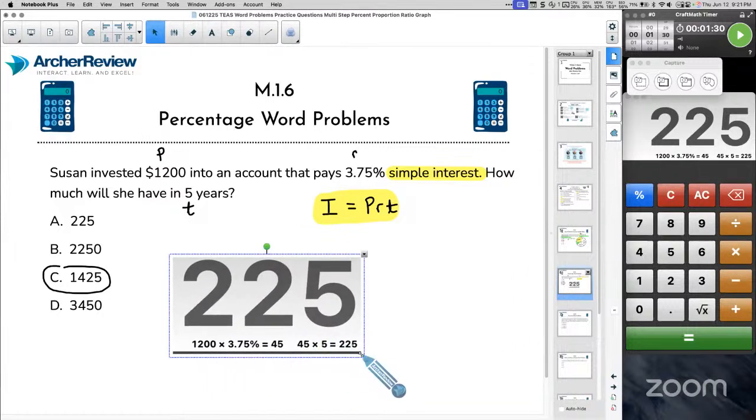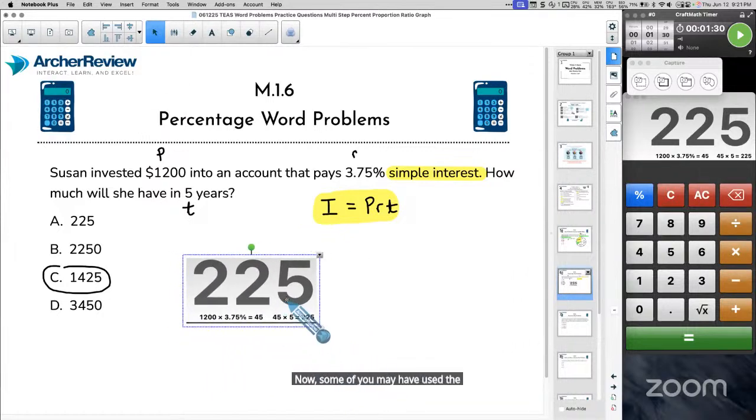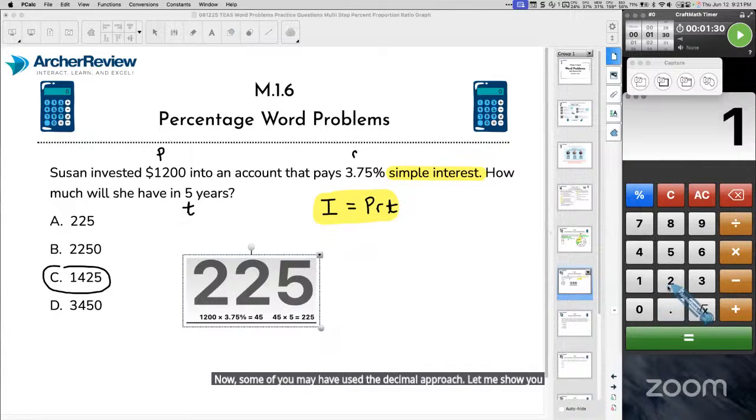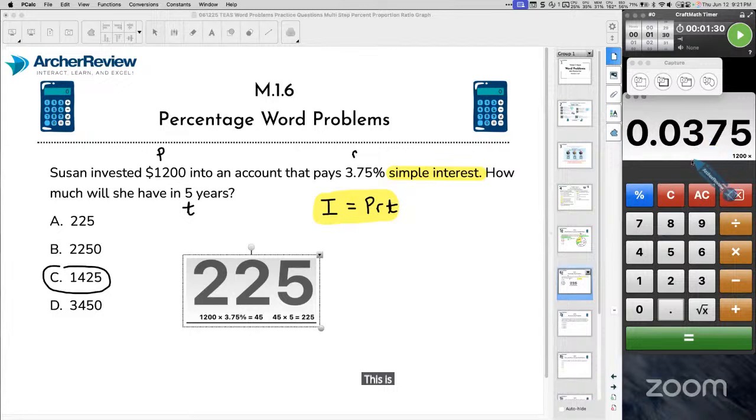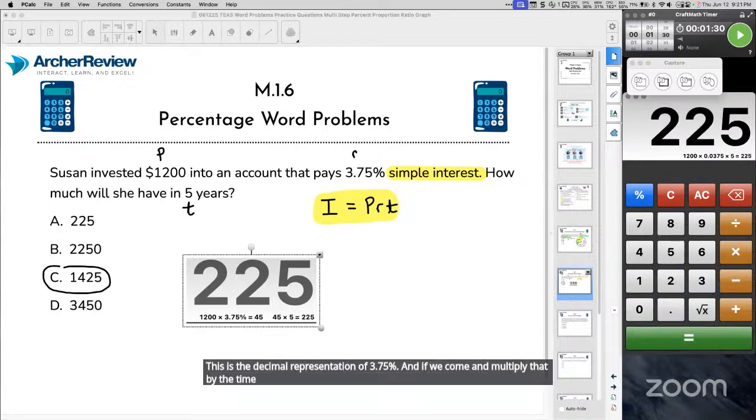Now, some of you may have used the decimal approach. Let me show you the decimal approach. Some of y'all may have taken $1,200 times 0.0375. This is the decimal representation of 3.75%. And if we multiply that by the time of 5, we get the same daggone answer.